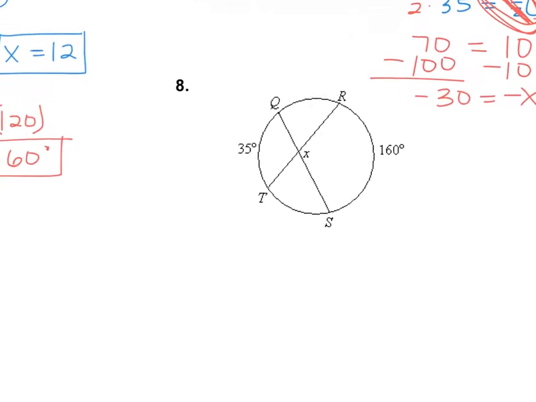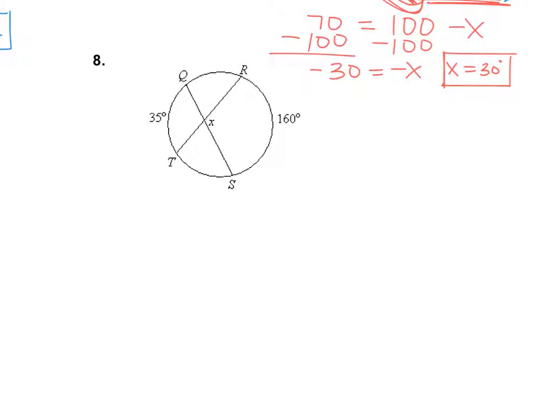All right, number 8. The point meets inside the circle. What do you do with this one? You add what? The arcs, right? What's your standalone? The angle. Which one's the angle? X. So the angle's always by itself, and then the arcs are always together, and we are adding this one because your point met inside the circle.